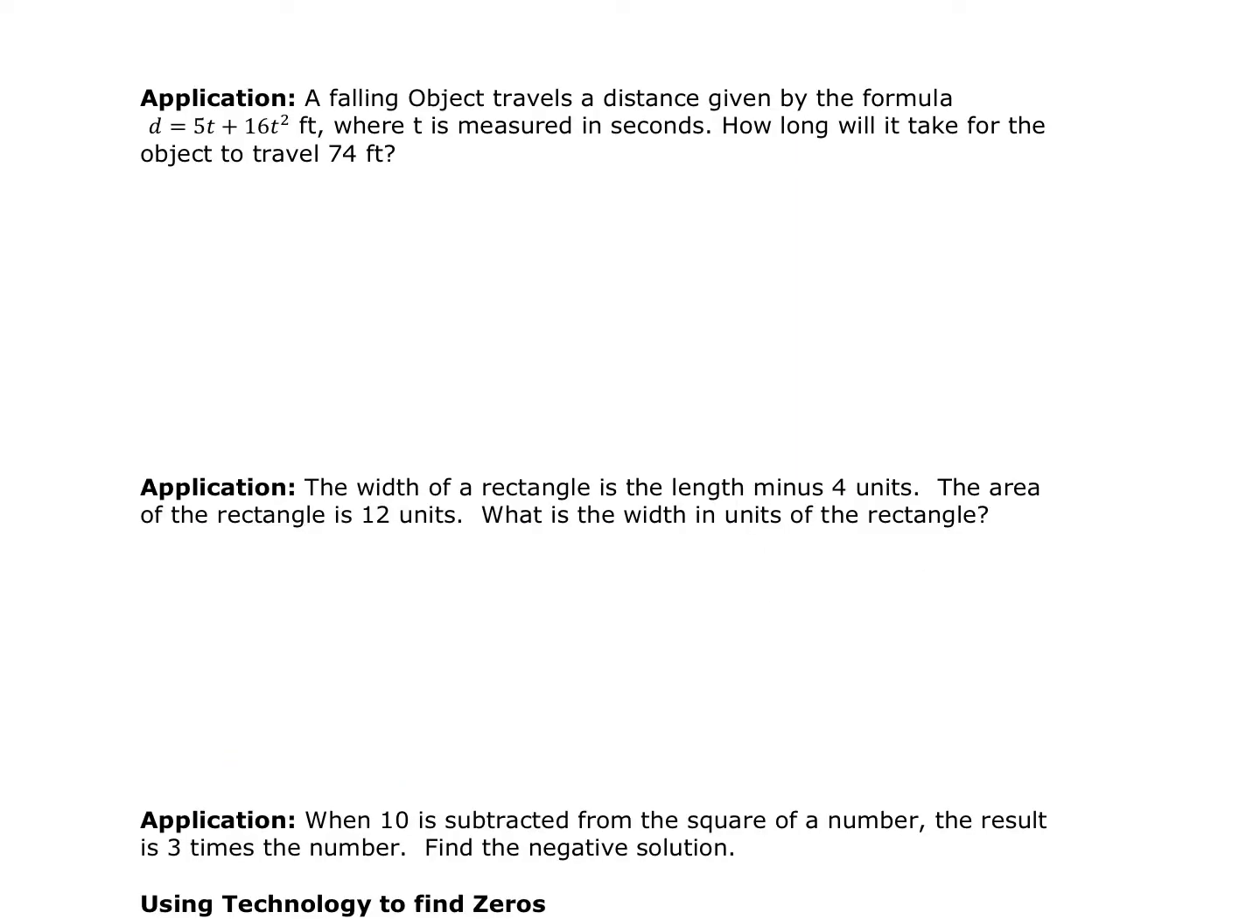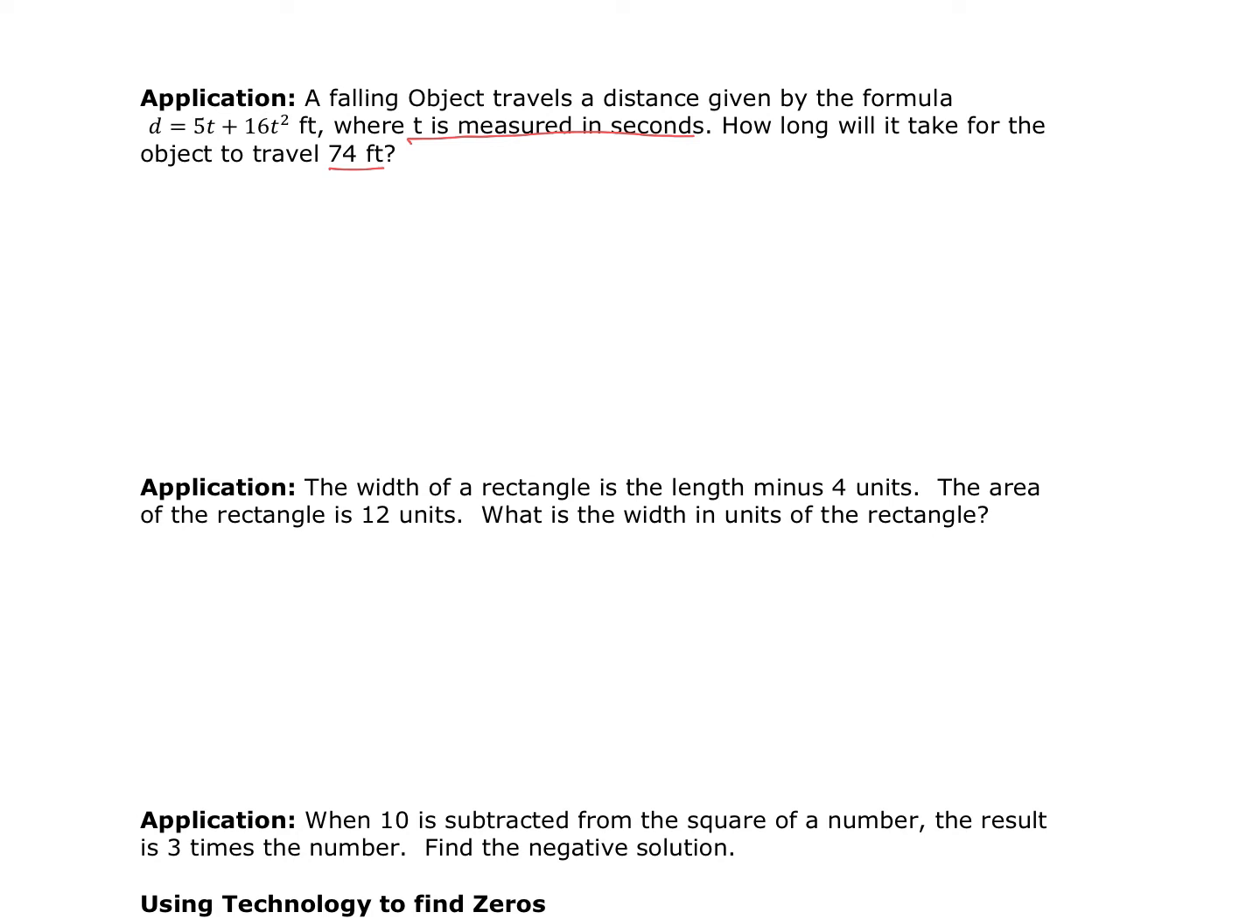For our next example, we're going to look at a falling object. We have a falling object that travels a distance given by the formula d equals 5t plus 16t squared feet, where t is measured in seconds. And the question is, how long will it take for the object to travel 74 feet?